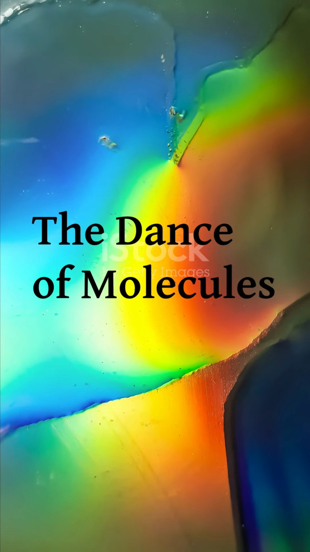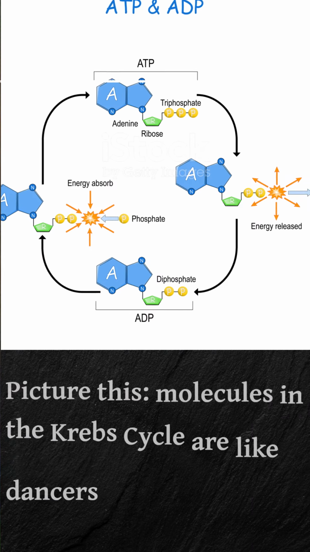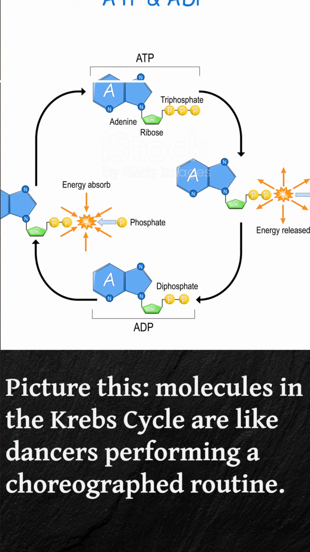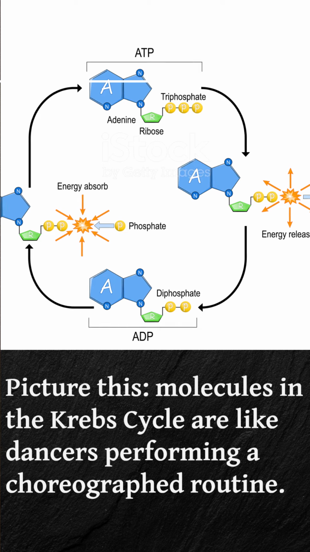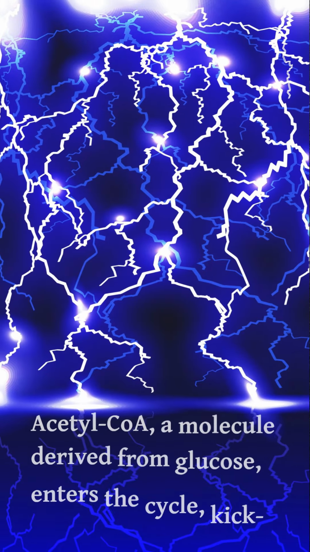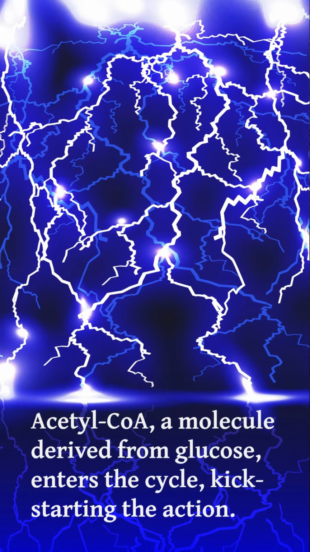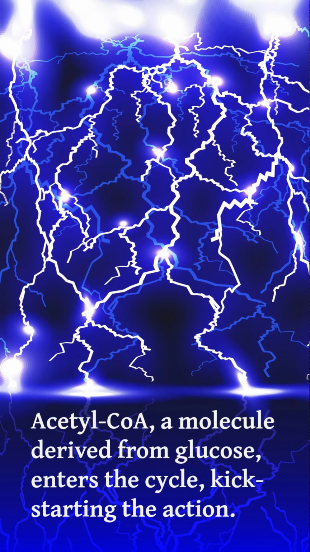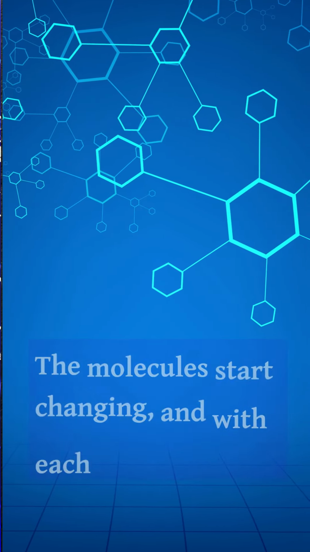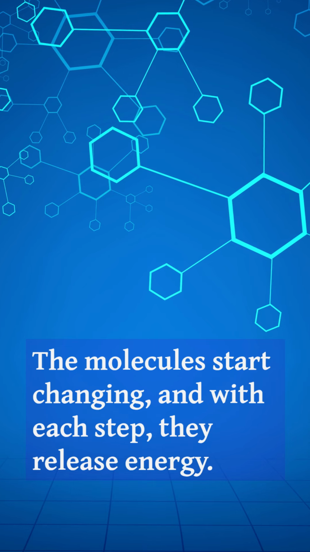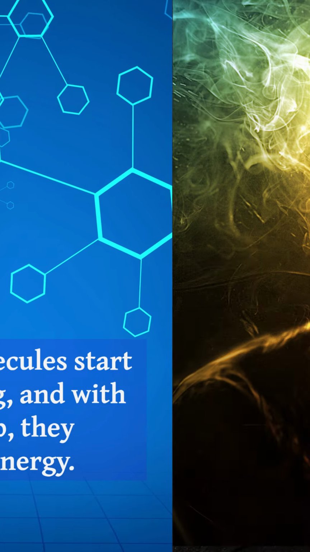The dance of molecules. Picture this. Molecules in the Krebs cycle are like dancers performing a choreographed routine. Acetyl-CoA, a molecule derived from glucose, enters the cycle, kick-starting the action. The molecules start changing, and with each step, they release energy.